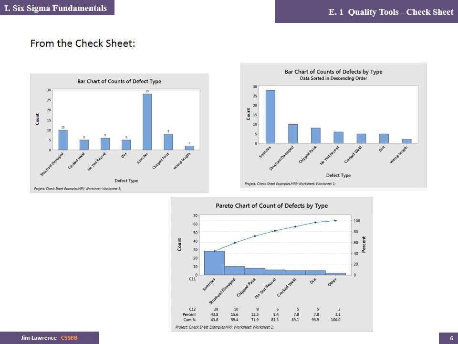This is the beginning of a Pareto chart, which is one of the other basic quality tools that we'll be going over shortly. And the bar chart, once ranked, and with a little bit of additional information on the cumulative percentage, turns into a Pareto chart.